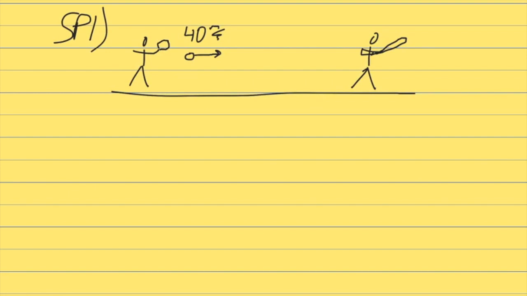Last but not least, we have a pitcher throwing a fastball at 40 meters per second. It's struck by a baseball bat, so the ball gets hit and heads back at 60 meters per second. But that is in the negative direction. It's in the opposite direction, heading back towards the pitcher. The time that the bat and ball are in contact is 0.04 seconds. And we also know the mass of the baseball is 120 grams or 0.12 kilograms.